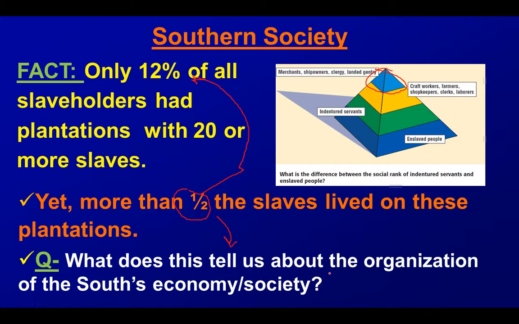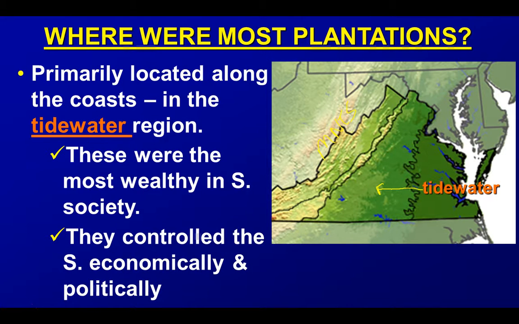A few people have a lot of money, and when they have a lot of money, they also have pretty good access to, and perhaps are, the political leaders of their community, their parish or county and/or state. Where are most of these plantations? Most of them are located along the coasts in what's known as the Tidewater region.